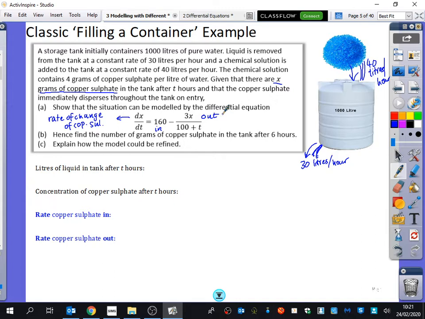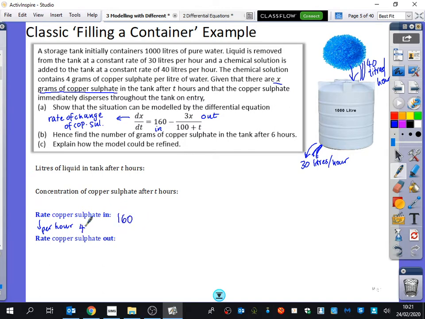okay? You don't have to think about it in this way, but this is the way my brain thinks through it. You wouldn't be given these kinds of things, okay? But I like to think, well, I need to know how much liquid is in there in order to work out how much of the copper sulfate is leaking. Let's just deal with this one. The rate of copper sulfate going in is the easiest bit. How much copper sulfate is going in, in grams? 160 per hour. So the rate of copper sulfate going in, rate means per hour, will just be 160, okay?